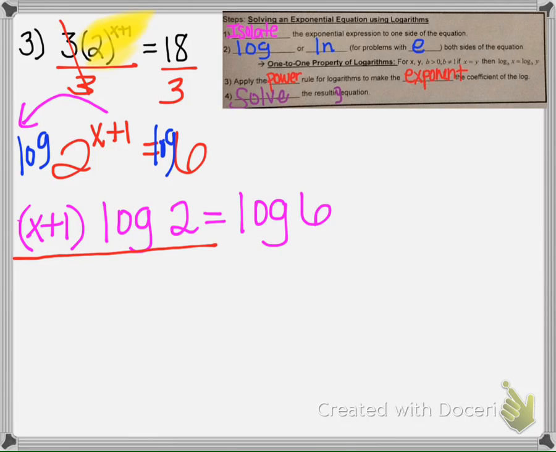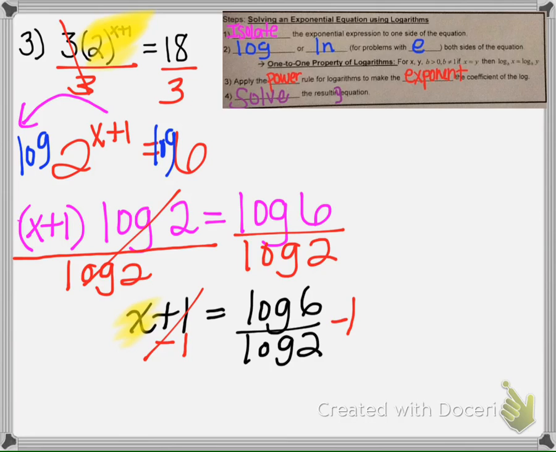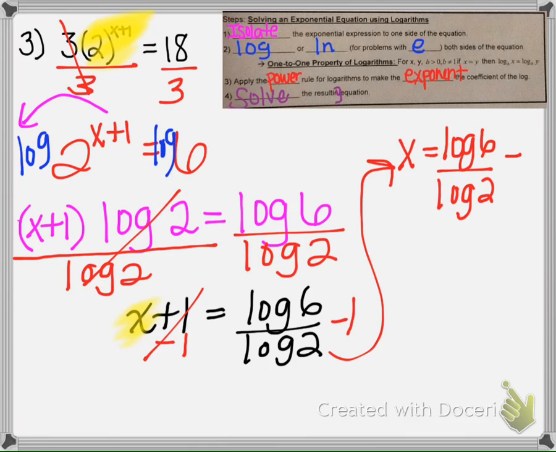So we're going to go ahead here and we're going to divide by log 2. And then to get the x by itself, to get rid of the plus 1, we're going to go ahead and subtract 1. So, giving us the final answer, x equals log 6 over log 2 minus 1. And then we could check to see if log 6 or log 2 could be simplified, which it cannot.